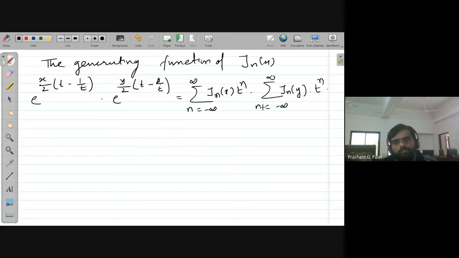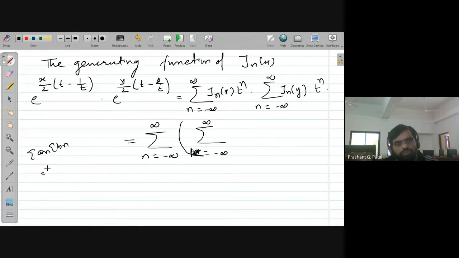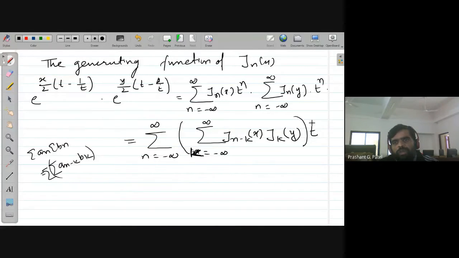Now here we can use the Cauchy product, since this is again a double series. So it is the summation over n from minus infinity to plus infinity, and then the summation over k from minus infinity to plus infinity, since I want to change this index. As I have said, when you want the Cauchy product of an and bn, it has to be an minus k times bk, and that is the Cn we have. So here it is Jn minus k of x into Jk of y, into t power n. This will be the first equation.